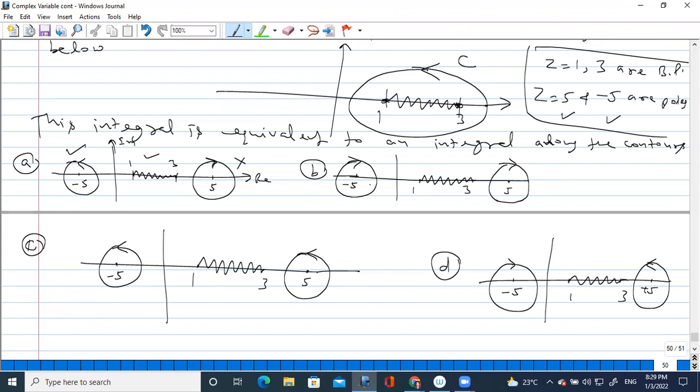Coming to option number B, here this thing is clockwise, so that is also wrong. This is okay, this is also wrong. So here in option C, the contour is anti-clockwise, that is okay. The two branch points are outside the contour, that is also okay, because these are two branch points, they should be outside. And for z equal to 5, the contour is anti-clockwise, so that is also okay. So this answer is correct.